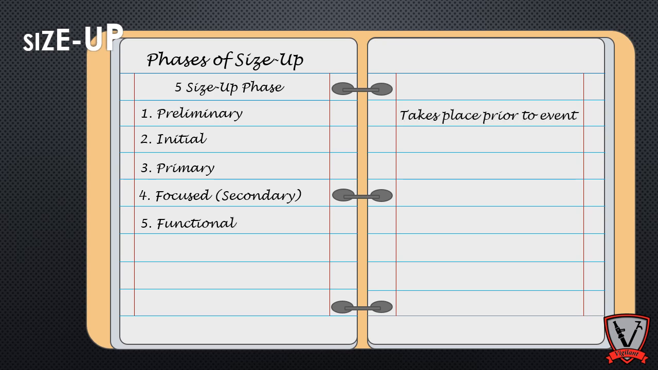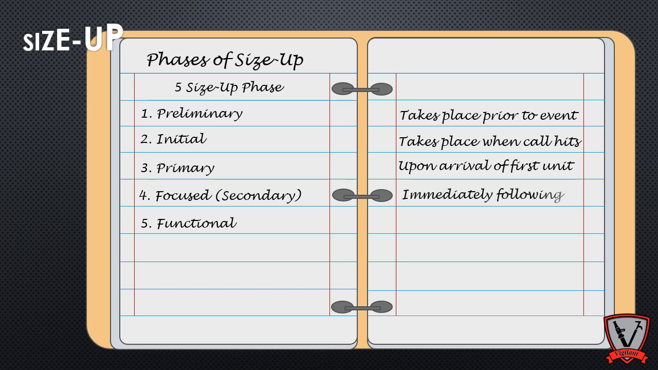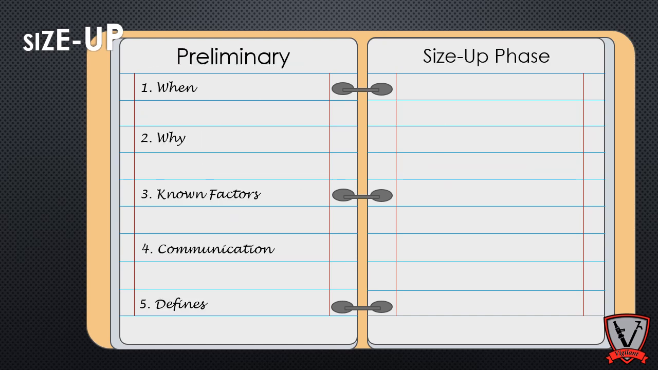The preliminary phase takes place prior to the event even happening, while the initial phase takes place when the call hits. The primary phase takes place upon the arrival of the first unit, and that focused or secondary phase takes place immediately after. The functional phase is continuous throughout the event and is repeated as the event grows in time. Let's take a look at each one of these phases, beginning with the preliminary.